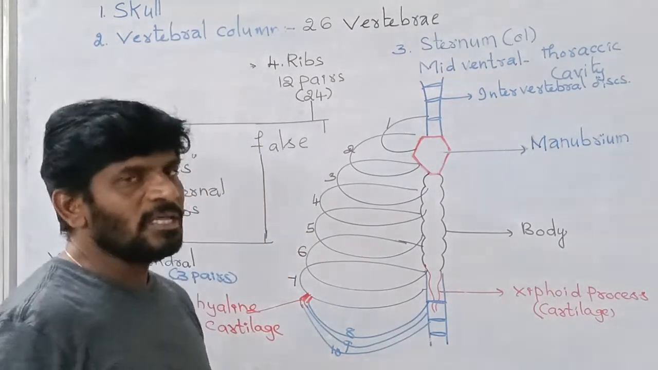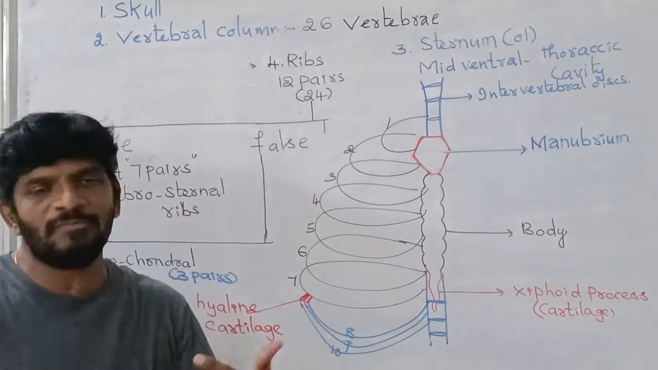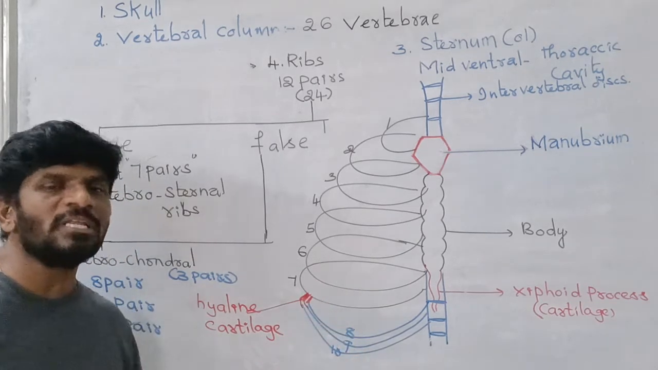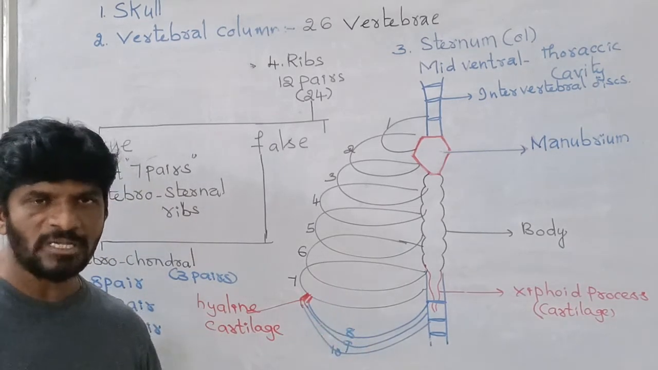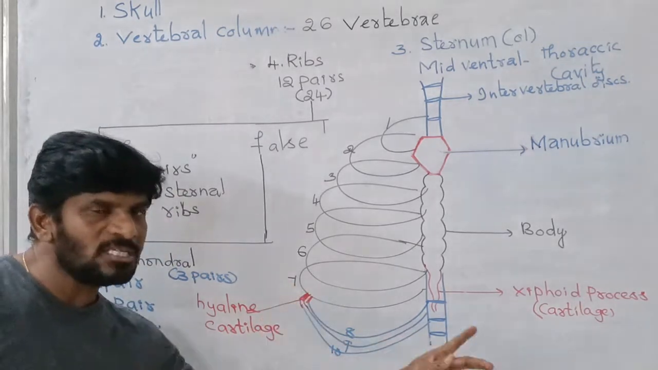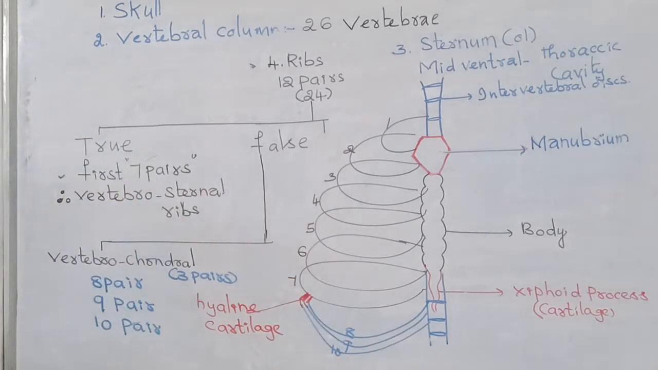But on the ventral side, they are not touching the sternum, but they are touching the 7th pair of the ribs. That is why between the 7th pair and these three pairs of ribs, there is a cartilage, the hyaline cartilage. Hence, it is called the vertebrochondral. Vertebral column on the back side, and cartilage on the ventral side.